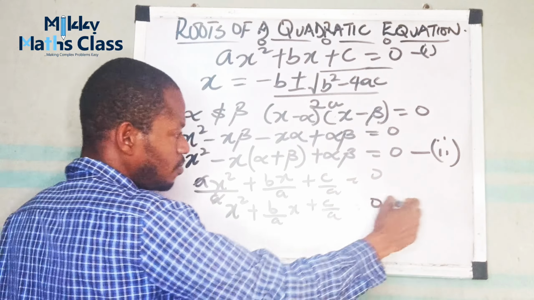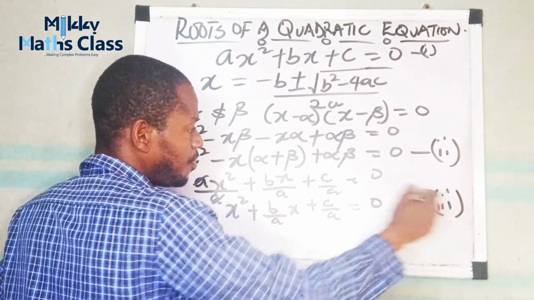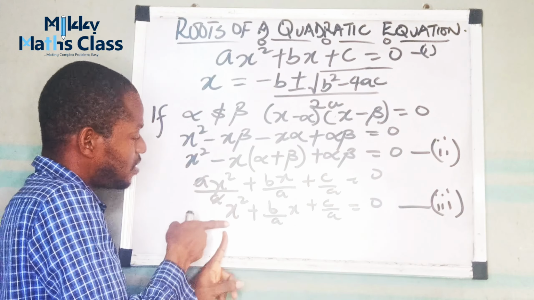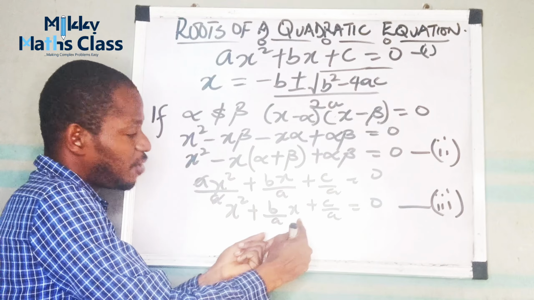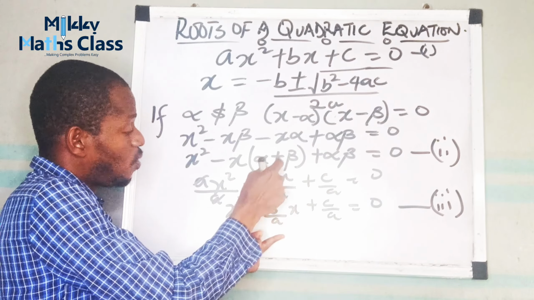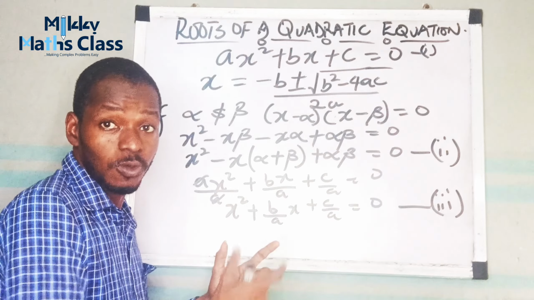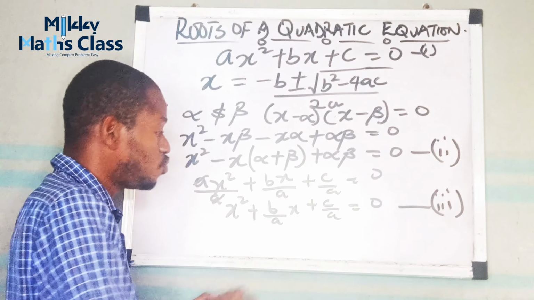Now let me call this equation 3, which was gotten from 1. These two now look alike. Look at it: x squared, x squared. I have the coefficient of x here, and I also have the coefficient of x here. I have c over a. So I compare the two. That is how the sum of the roots is gotten.